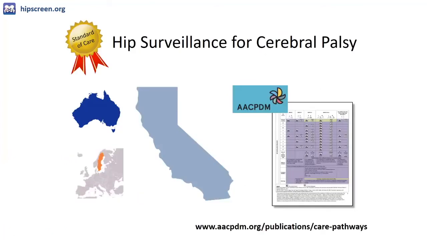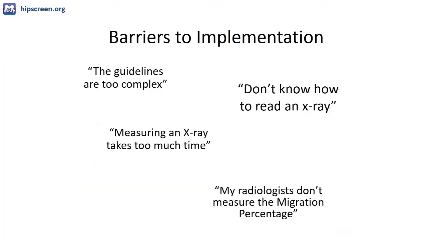Hip surveillance is the standard of care for children with cerebral palsy, as established by studies out of Australia and Sweden. In California, hip surveillance has been established as the standard of care through the California Children's Services, and the American Academy of Cerebral Palsy and Developmental Medicine has released a care pathway for hip surveillance to make it the standard of care. But barriers to implementation exist.